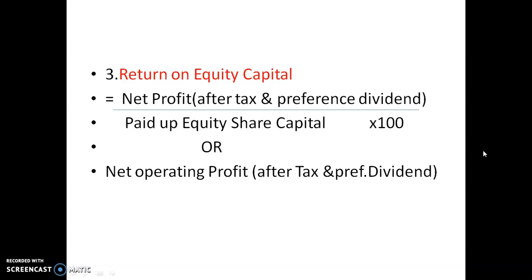This is expressed as a percentage or in absolute monetary terms. This may be expressed as an amount of return per equity share, or as a percent of the equity capital. It is easily understood. This ratio is also known as the rate of return on equity capital. And for calculation of return on equity capital, this formula is used: net profit after tax and preference dividend divided by paid up equity share capital into 100.